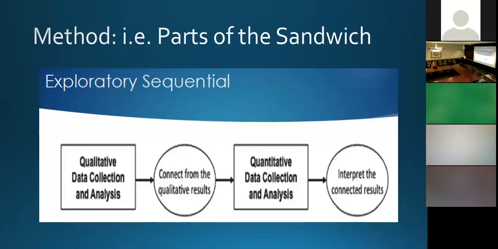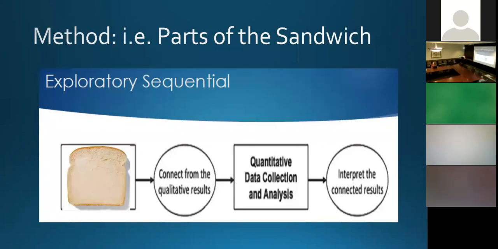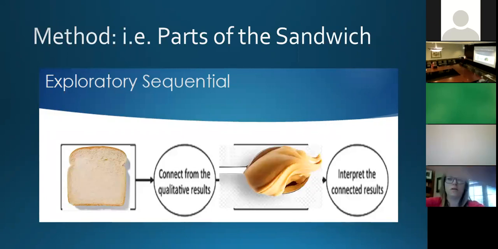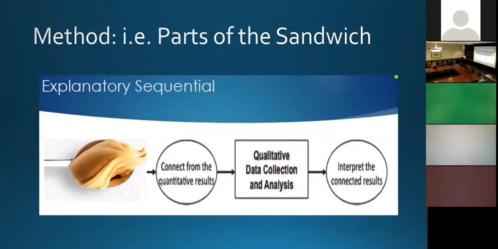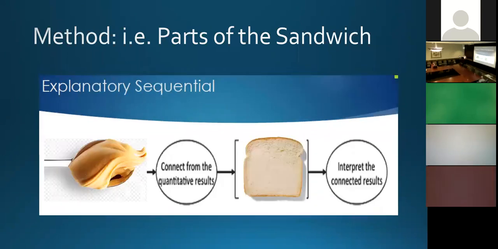So putting this back into the sandwich analogy, I'm going to talk to you about some bread, which is qualitative, and then we're going to go to peanut butter, which is the quantitative, and then imagine this is one long diagram, so here we are with the peanut butter again, and then we're going to go back to qualitative, so a little bit of a sandwich effect here.